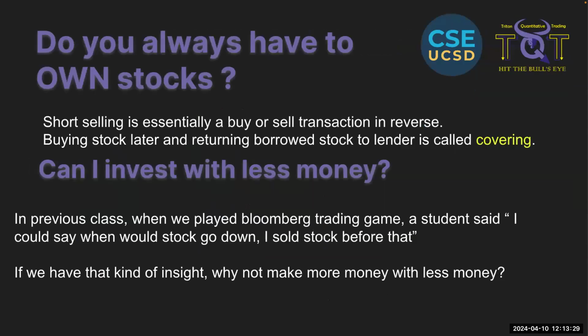So to start with, last time we spoke about stocks. Do you always have to own a stock to invest in the market? That's where the idea of options and the derivative market comes from. You don't always have to own stocks. You can always short sell it or buy, which basically means that you're doing the buy-sell transaction in reverse.